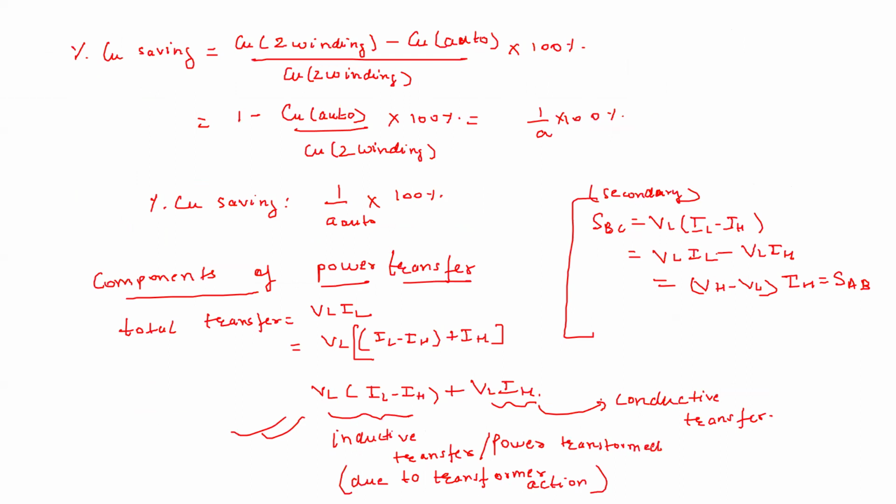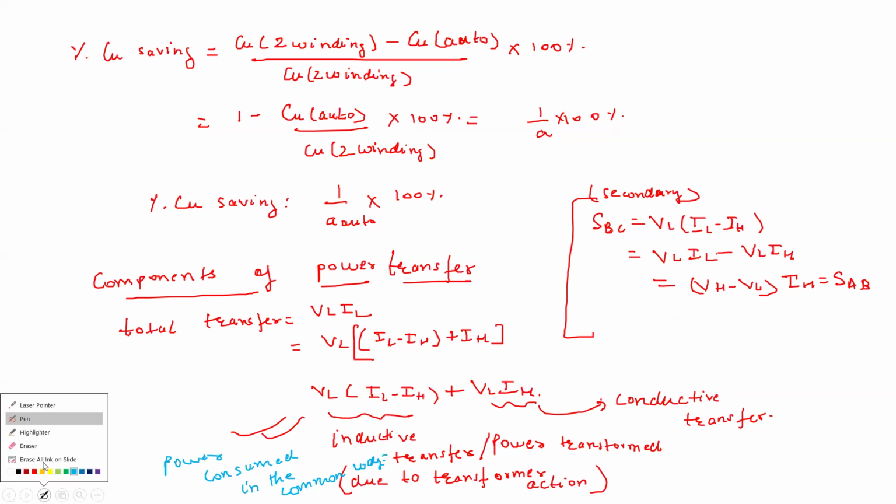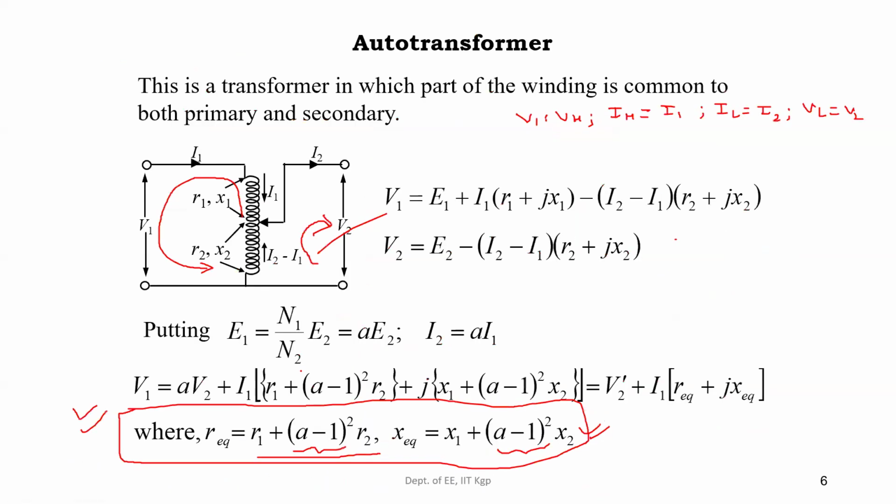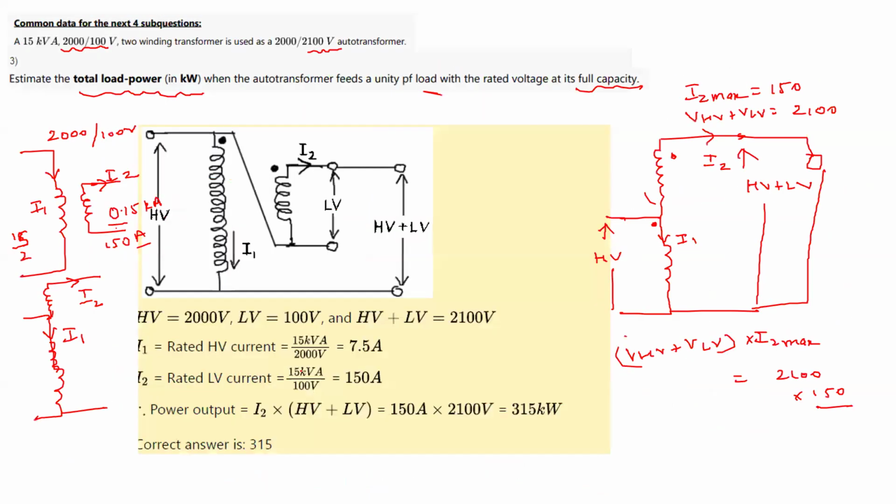So this is nothing but the power consumed in the common winding. This inductive power, they can write it in various ways. They can write what is the power consumed in the common winding, which is a very straightforward way. Then they can say what is the inductive power transfer, or they can say what is the power transformed. So these are the various terminologies for this power, which is the power consumed in this common winding.